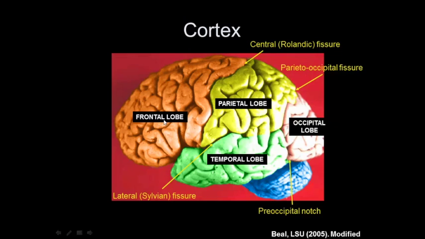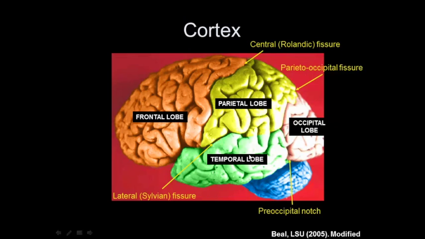So again, this is the brain. Hopefully you recognize it this time. This is the frontal lobe on the front of your brain. Of course, it's probably one of the largest. Behind it is the parietal lobe. Towards the back of your head is the occipital lobe, and on the side of your head, closer to your ears, is the temporal lobe.